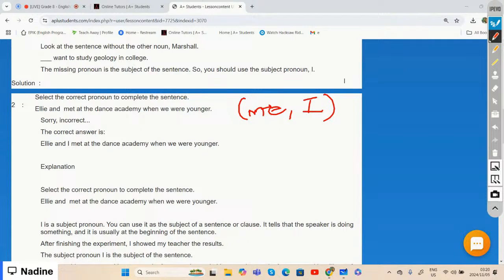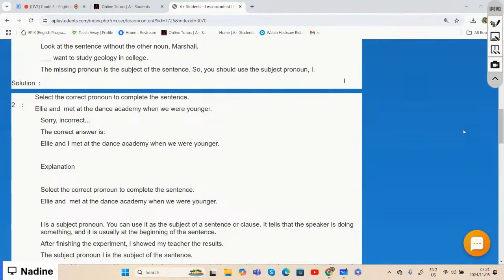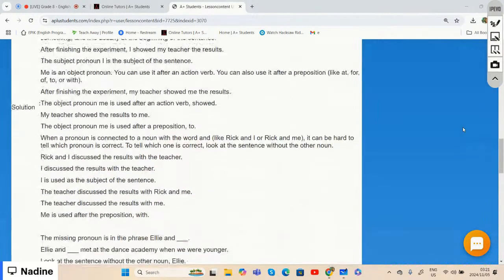All right. And if we were to choose the correct option, then yes, we will say Ellie and I met at the dance academy when we were younger. So well done. I. That is a subject pronoun because remember we said if we were to remove the noun, then it will sound as I met at the dance academy. So Ellie and I, we. So I say we met at the dance academy.